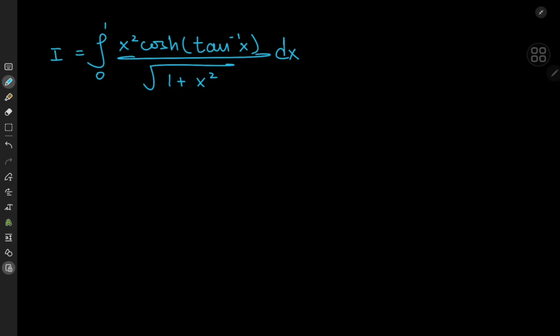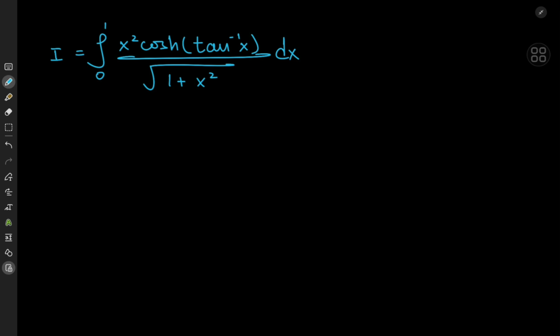Today we have quite a fascinating integral. It's the integral from 0 to 1 of x squared times the hyperbolic cosine, or the cosh, of the inverse tangent of x, divided by the square root of 1 plus x squared. So it looks like it has quite an interesting structure, especially with the hyperbolic trig function of an inverse trig function.